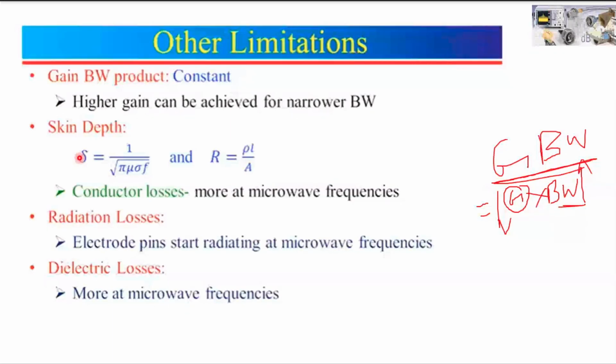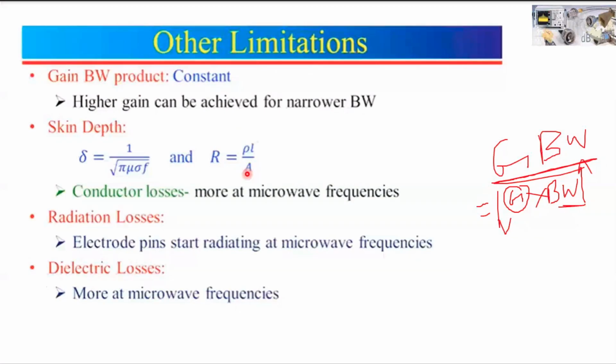So we can say that at microwave frequencies, most of the current flows through the surface. Correct? Or we can say effective area. Surface means nothing but effective area. So what will happen with that? As current is flowing through the effective area, this flow will decrease. Why? Skin depth is decreasing.